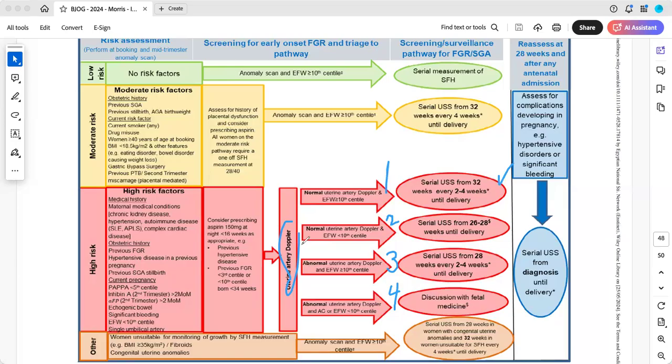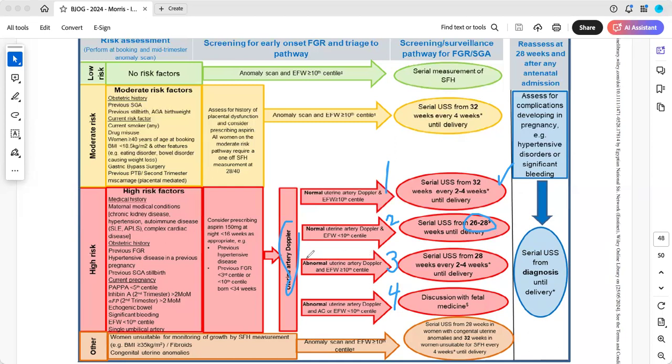Then, condition number 2. It's normal uterine artery, but baby is small, less than 10 centile. So what shall I do here? Serial ultrasound from 26 to 28 plus 6, until delivery. So baby is small, so I will start my serial ultrasound assessment early, from 26 to 28, okay, until delivery, right? Good.